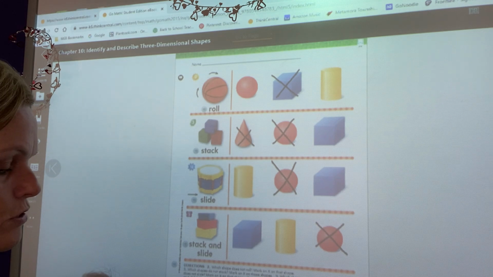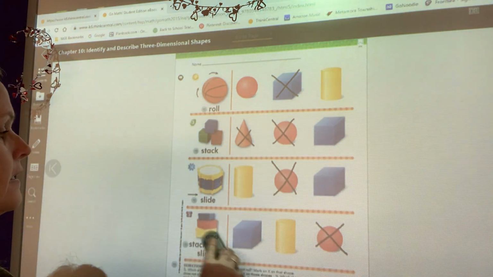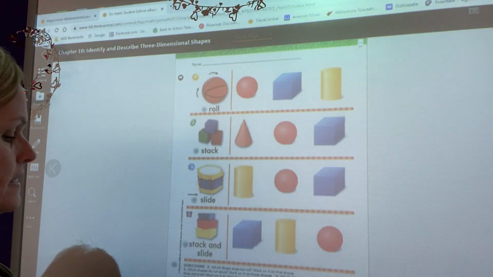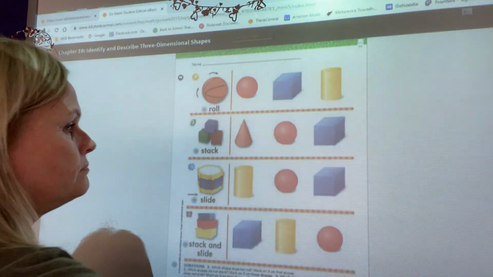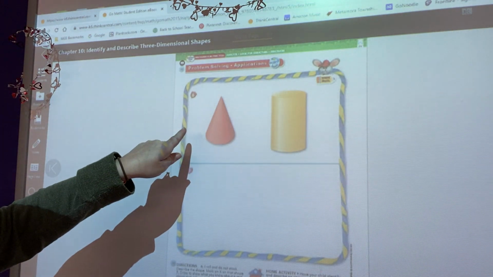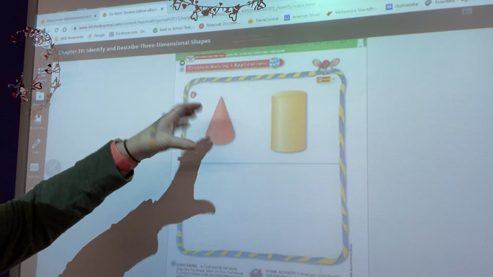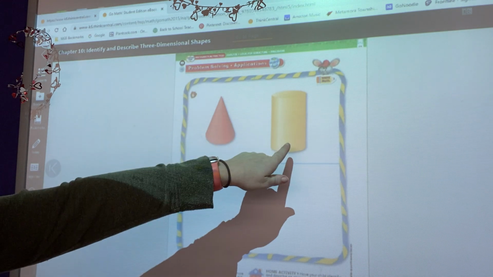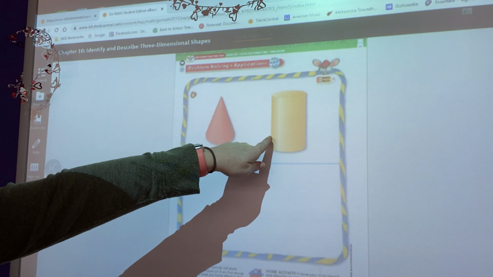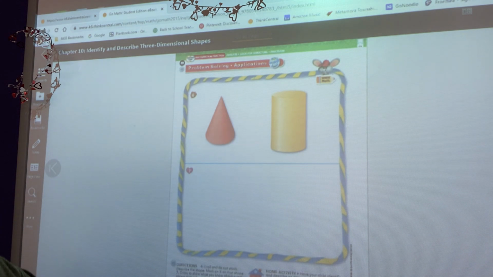All right, you guys are doing a fantastic job with our three-dimensional shapes. Let's move on to our very last page. Here you have, do you remember what this one is called? Turn it around upside down. It might help you remember. This is a cone. This one would be a cylinder. That is just like a can of soda or a can of vegetables, those types of things.